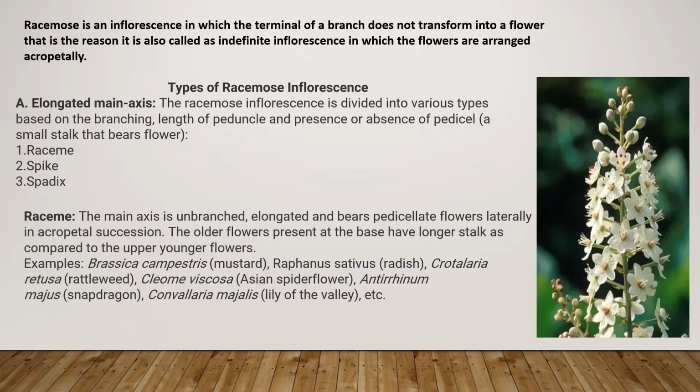First, the raceme. You can see in the figure the main axis is unbranched, elongated, and bears pedicellate flowers laterally in acropetalous succession. The older flowers present at the base have a long stalk compared to the upper young flowers. Examples are Brassica campestris, that is mustard, Raphanus sativus, that is radish, Crotalaria, Cleome viscosa, and Antirrhinum. You have many examples of such racemose inflorescence.